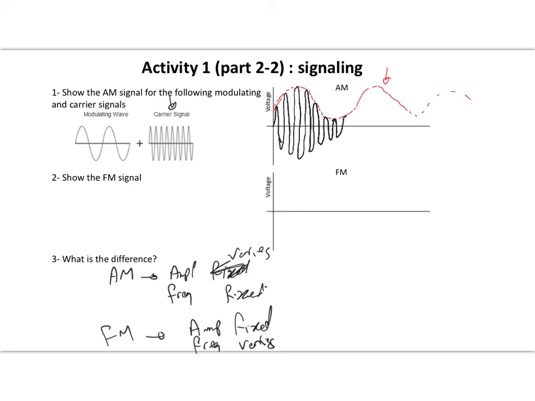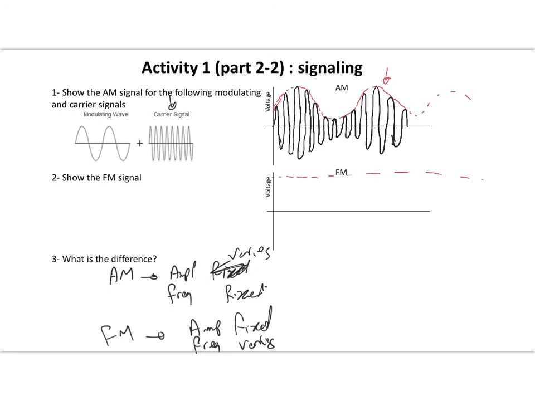And then we get to the higher amplitudes of the modulating signal, in which case we increase the amplitude. But the frequency of the carrier signal stays the same. As you can see, the cycles are equally spaced, and so on.